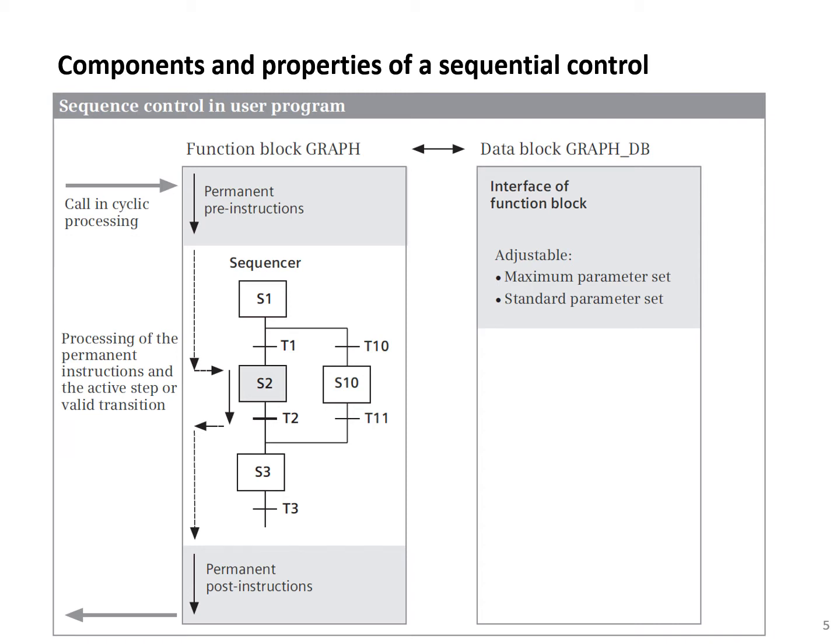This one could be the alternative, or it could be simultaneous branches, and I will explain which one that is later in the coming slides. Since we have a function block for this program, this function block is associated with the data block. And that data block will be saved inside the memory of the computer.